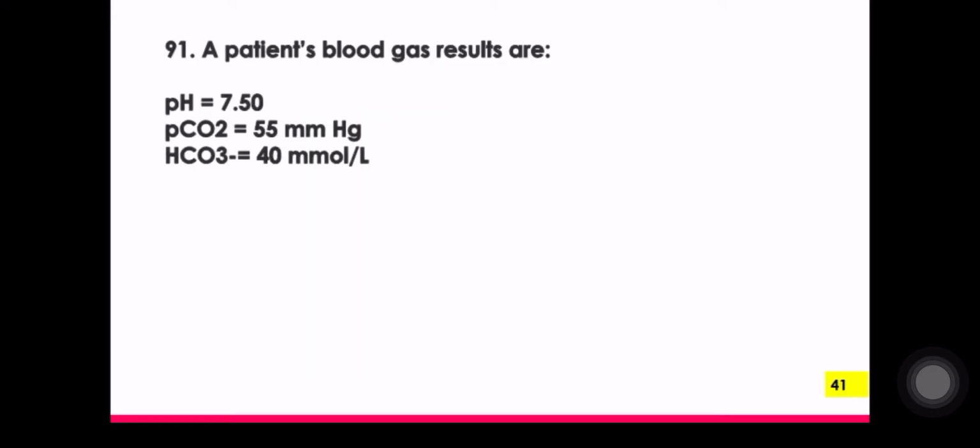Next, 91, a patient's blood gas results are pH po is 7.50, your PCO2 naman is 55 mmHg and yung bicarbonate po is 40 millimoles per liter. Now, these results indicate what?